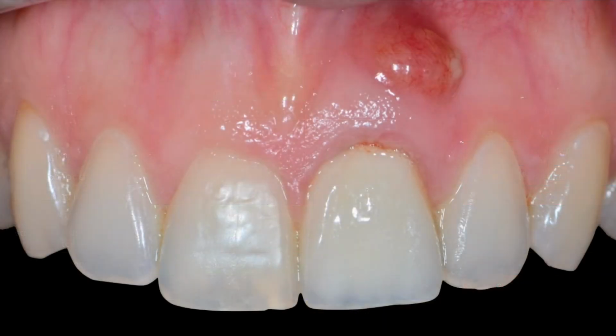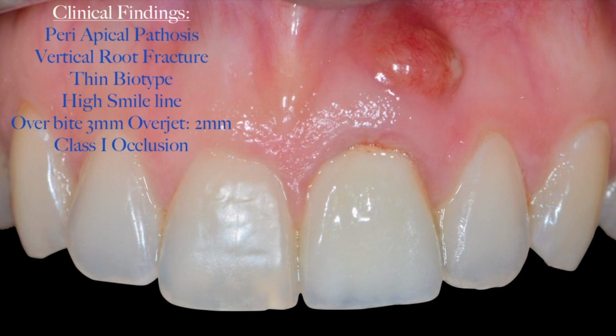So, going back to the case, the clinical findings are definitely a periapical ptosis. Upon clinical examination, we definitely realized that the root was fractured, since with the probe we had a drop of about 12 millimeters on the mid-facial of the buccal plate. She definitely has a thin biotype, high smile line, we can tell that. Her bite is almost normal, with 3 millimeters of overbite and overjet of about 2 millimeters, and she's class 1 occlusion, so no occlusal deformities, however local deformity.